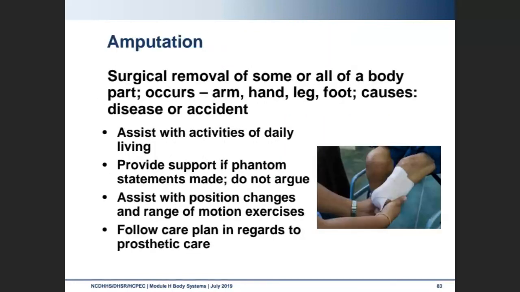Amputation, that's the surgical removal of some or all of a body part. This can occur in the arm, hand, leg, or foot. This could be related to a disease like diabetes or an accidental amputation. We talked a little bit about phantom pain in a previous lecture, in the pain lecture. This is when a person experiences pain in the area that has been amputated.